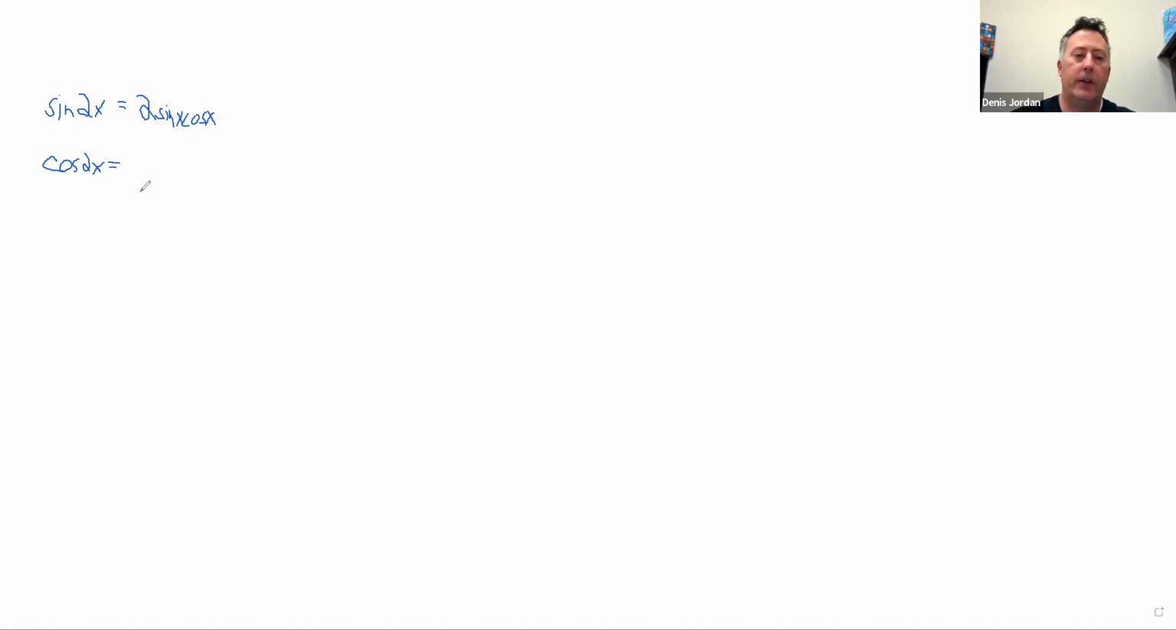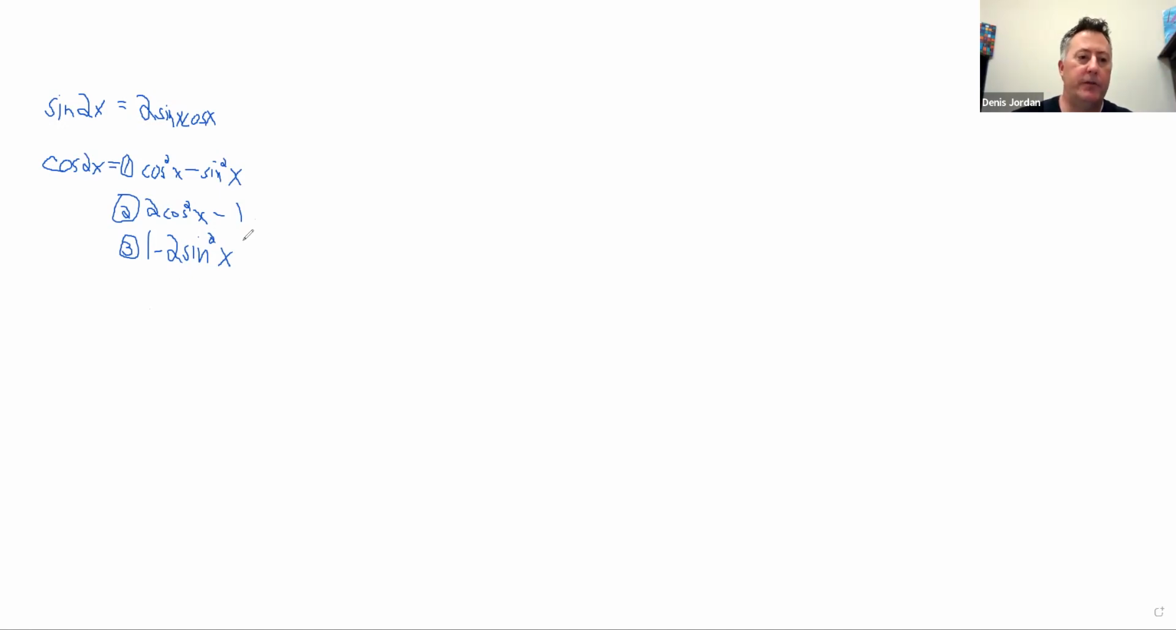And then cosine of 2x, there are three different options. So the first one would be cosine squared minus sine squared. Second one, two cosine squared minus one. And then the third one, one minus two sine squared.